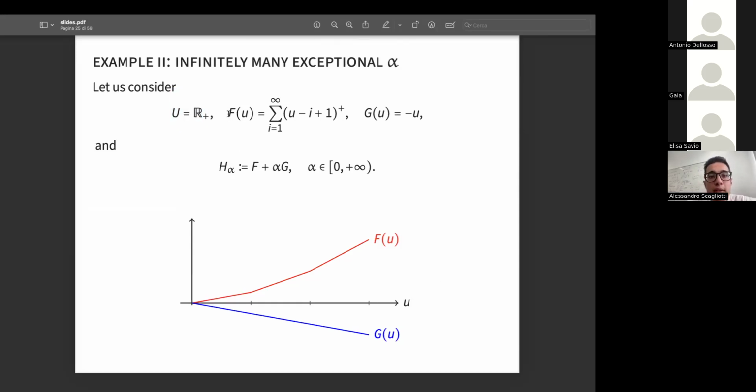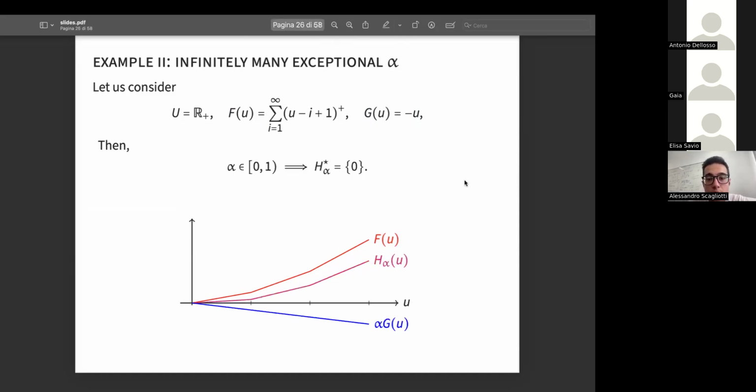Then we use as a function f this series of functions. This is just a fancy way of writing something very elementary. So the function f is a piecewise linear function that has a slope 1 in the interval (0, 1), slope 2 in the interval (1, 2), and so on and so forth. And as a function g, we are going to use minus u. So we are going to cook up the function h as f plus alpha g, as usual.